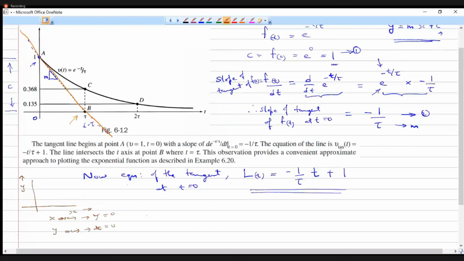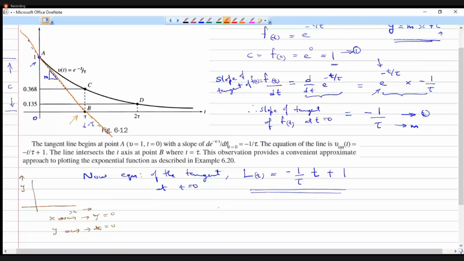So now I have to find out what is the equation of this tangent at t is equal to 0. Sorry, at what point of time does this line cross the t-axis? That is what I have to find. So I have to find out at what point this line, the tangent to this graph, crosses the t-axis.